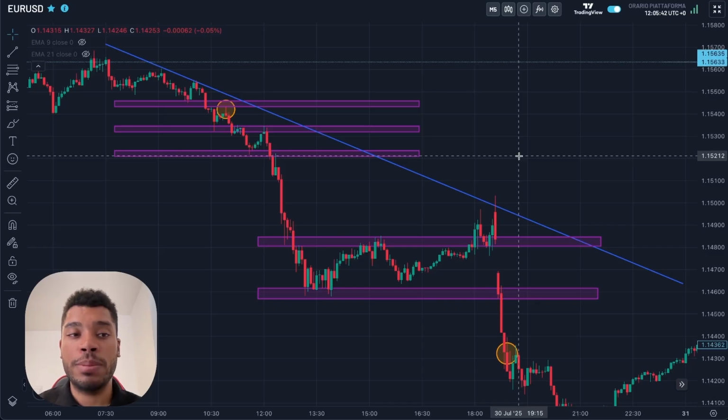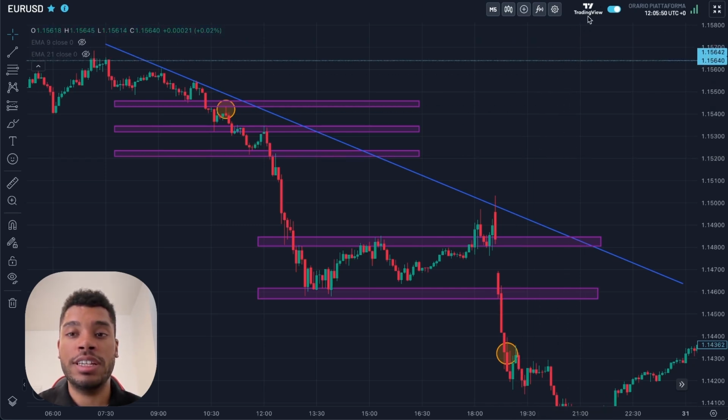I'm currently inside my Mage Trader account with Ola Prime, and personally I really like this trading platform because they allow me to use the TradingView chart. In fact, as you can see here, TradingView is currently turned on, and so this means that I can use all the drawing tools for this trading platform and also their indicators.